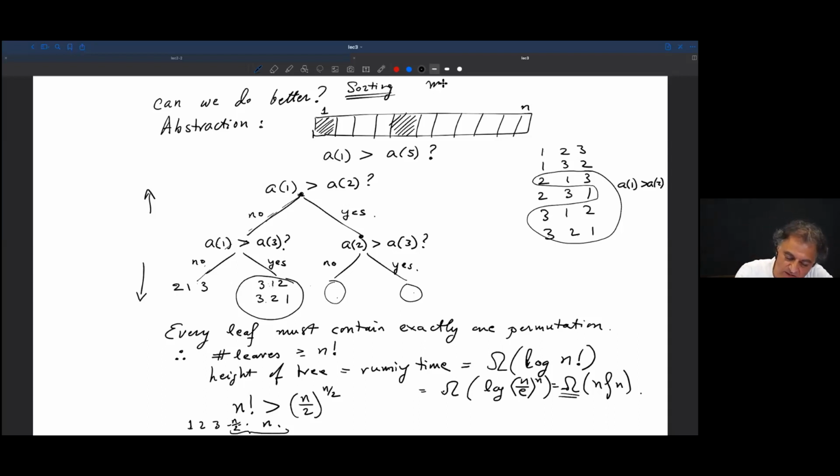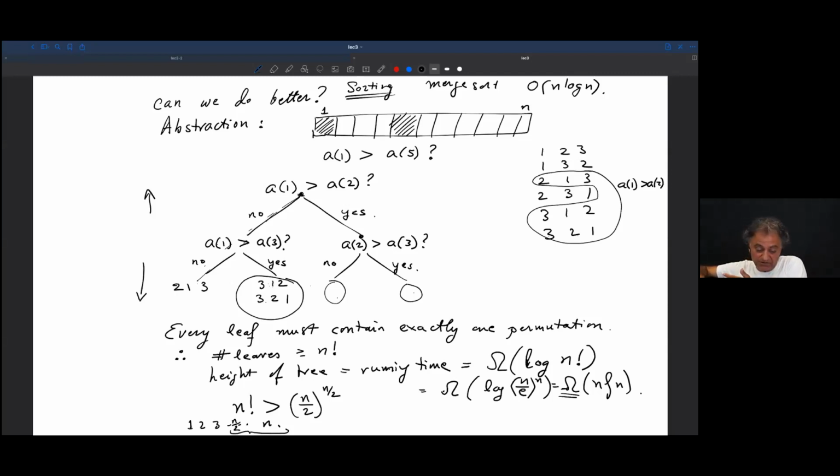So merge sort gives us order n log n. And this tells us that we must take n log n, and therefore it's optimal up to constant factors. When would there be more leaves than the number of permutations?